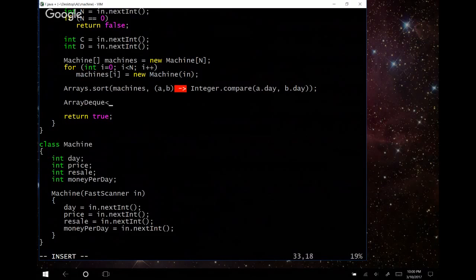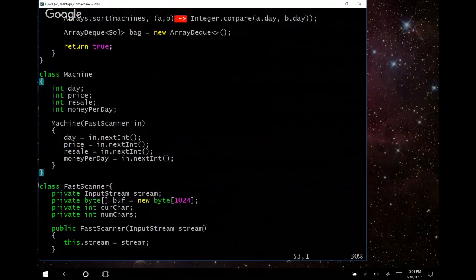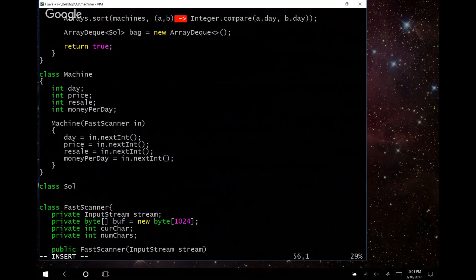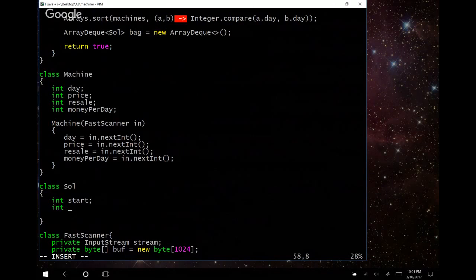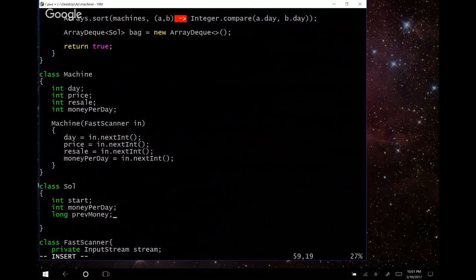Okay, so we need a bag for our solution bag. So we need to keep track of partial solutions and put them in a bag. So that's what I'll generate here. And I'm going to use that to go through my machines and figure out what's the best at any given time. So I need to make a solution class. I have a start time, I have money per day, and I have the previous money that is available. Those were how we characterize our solution.